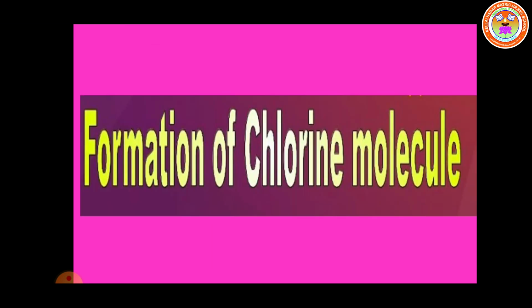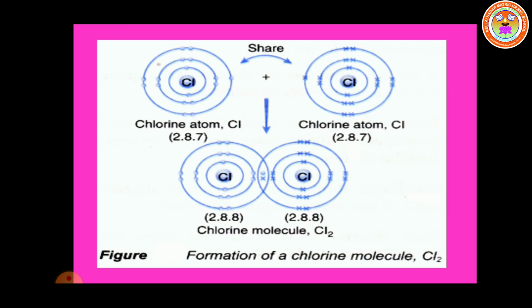Next example, formation of chlorine molecule. A chlorine molecule is formed by two chlorine atoms. Each chlorine atom has 7 valence electrons. These two atoms achieve a stable, completely filled electronic configuration by sharing a pair of electrons.